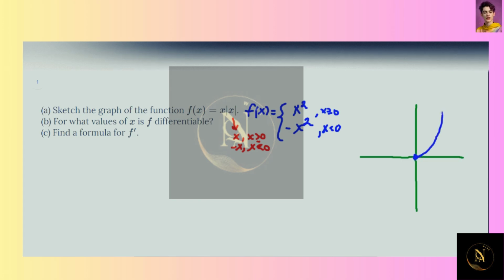So this is the general shape we'll have. And instead of having the other half of the parabola in the positive direction, when x is less than 0, we have a negative downward facing parabola. So we'll have a parabola reflected across the x-axis. Just like that. Okay, so this is our graph for the function f of x, which is x times the absolute value of x.